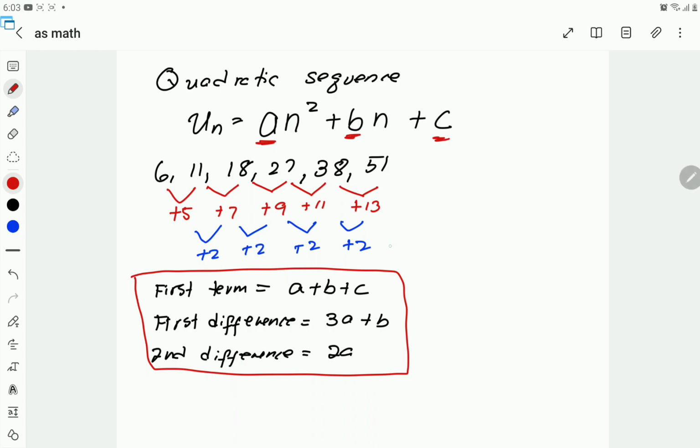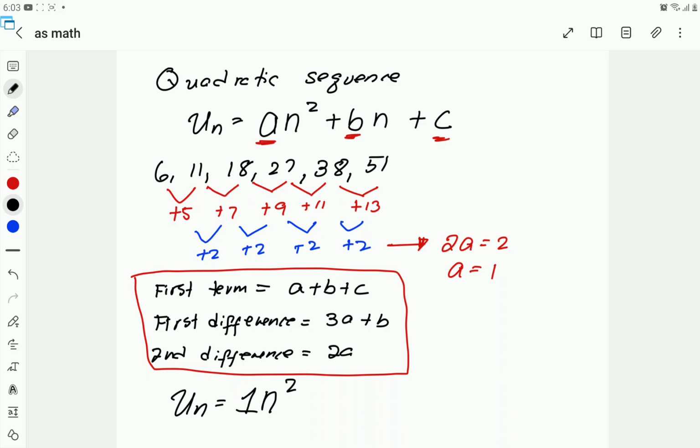What is our second difference? It is in here. This is our second difference. So therefore 2a is equal to 2, and your a is equal to 1. So the u sub n is equal to 1n squared, because that is the value of our a.